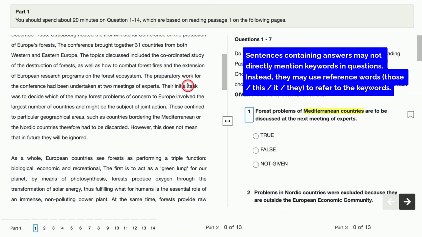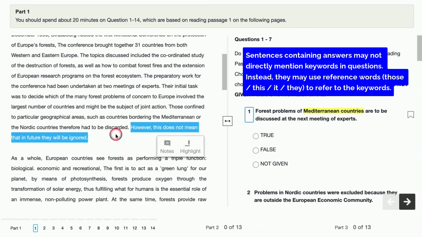Their initial task. The task refers to the task of this conference, right? So the conference's initial task was to decide which of the many forest problems of concern to Europe involve the largest number of countries and might be the subject of joint action. Those confined to particular geographical areas. Those does refer to the forest problems. So here it actually says forest problems which were confined to Mediterranean countries therefore had to be discarded. However, this doesn't mean that in future they will be ignored.